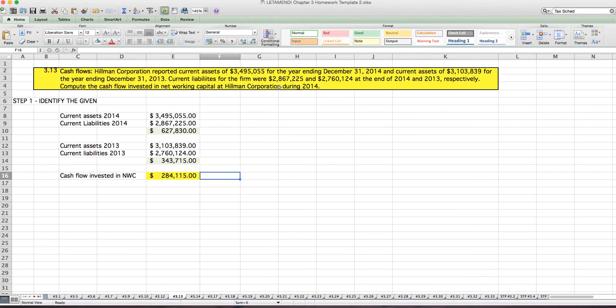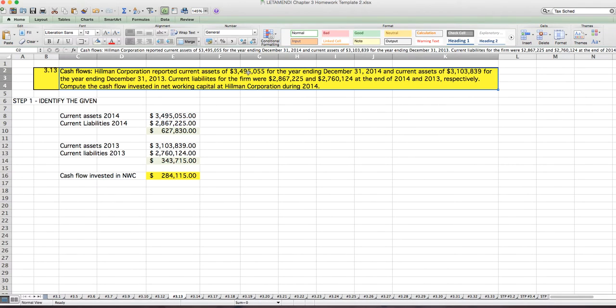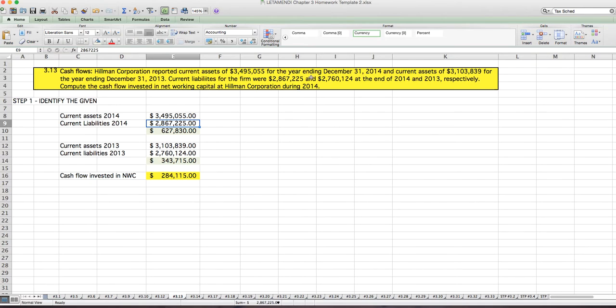Current liabilities for the firm are 2.8 million and 2.7 million at the end of 2014 and 2013 respectively. Compute the cash flow invested in net working capital at Hillman Corp during 2014. So now here we identify the given, right? Current assets for 2014 was 3.4 million. Total current assets 3.4 million. We're done here. Total current liabilities was 2.8.